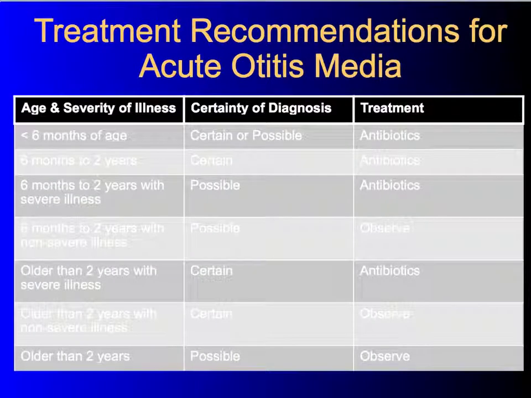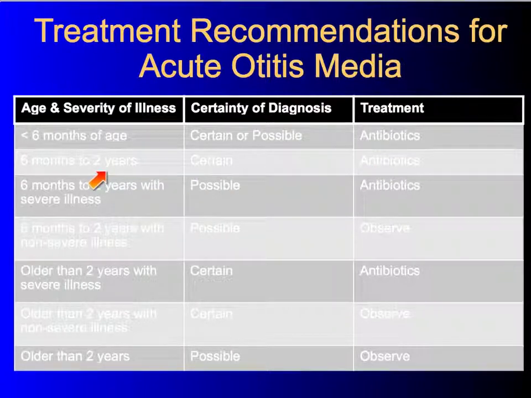What I've developed here is a chart that shows treatment recommendations for acute otitis media. So based on the age and severity of the illness and the certainty of the diagnosis, it will tell you what the treatment should be. If they're under 6 months of age and the diagnosis is certain or possible, antibiotics is the treatment of choice.